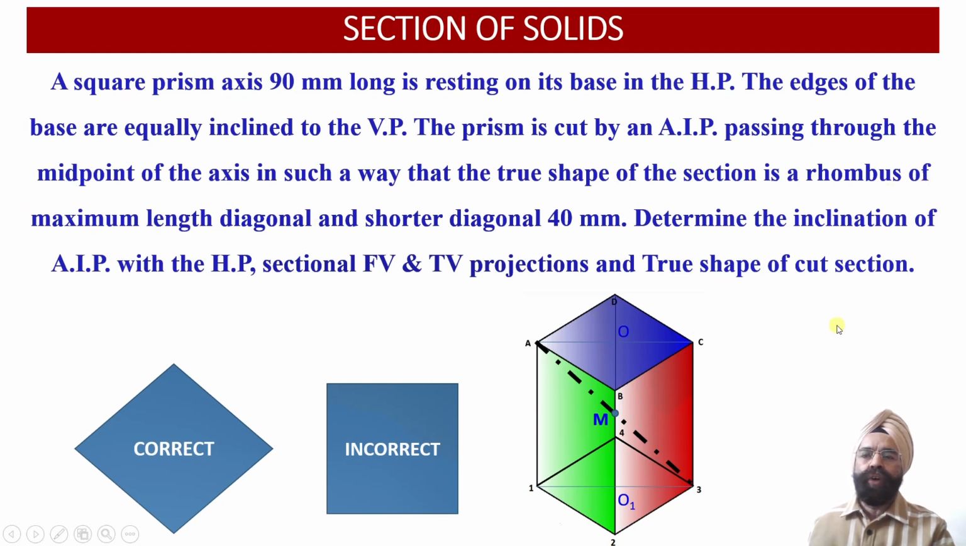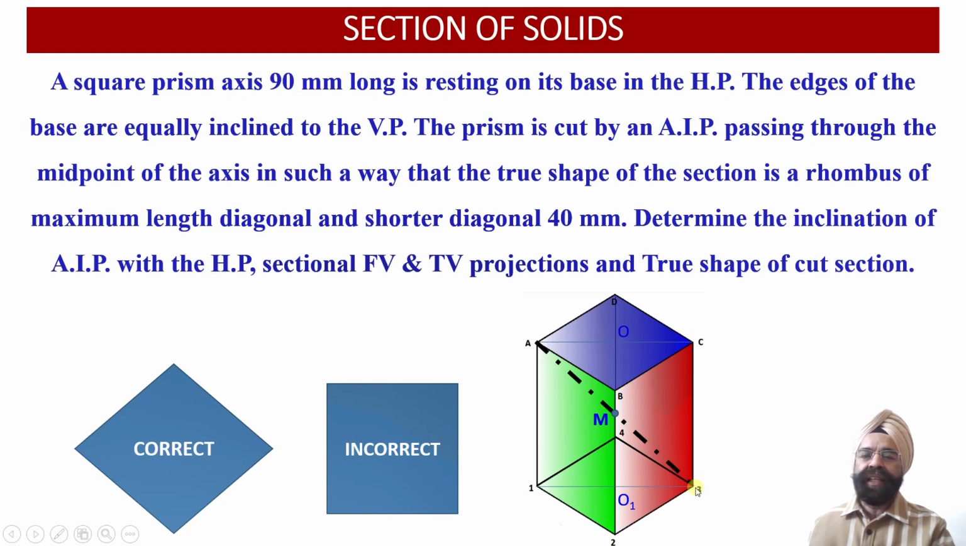So in order to obtain the true shape of the cut section, which will be obtained as a rhombus, this cutting plane should be passing through all the four vertical edges of the square prism. So here we have got the base of the prism 1, 2, 3, 4. Then the top face is A, B, C, D. So now the vertical edges are A1, B2, C3 and D4. This cutting plane should be passing through all the vertical edges of the square prism.